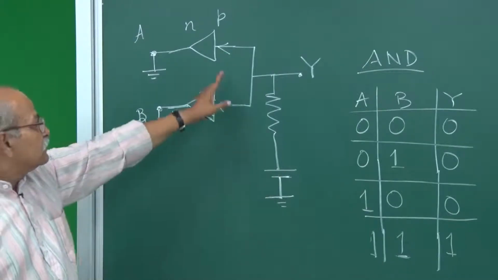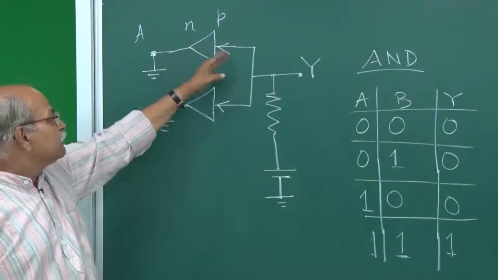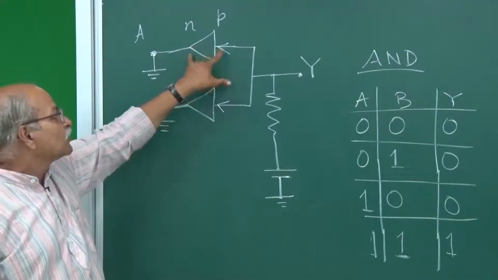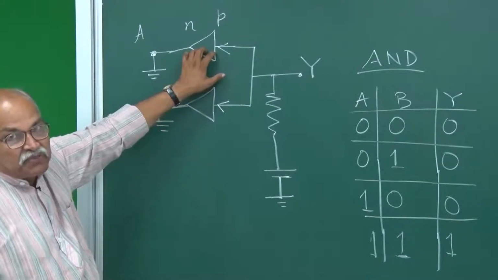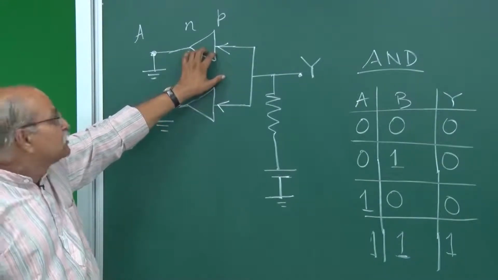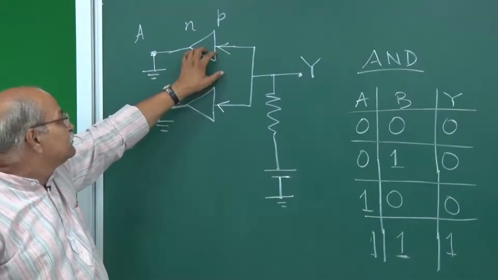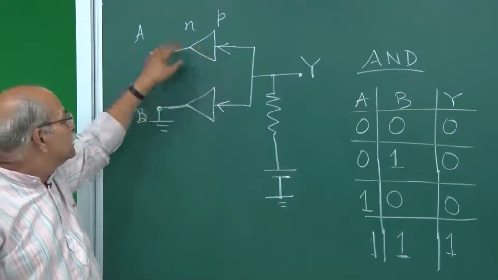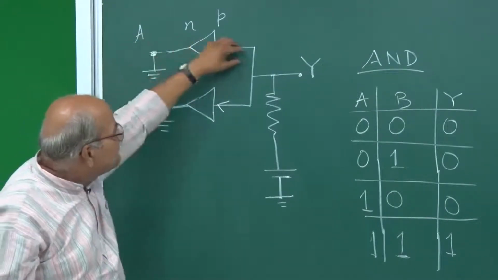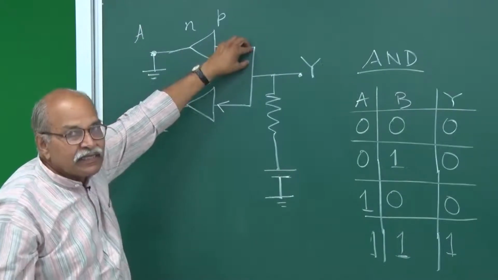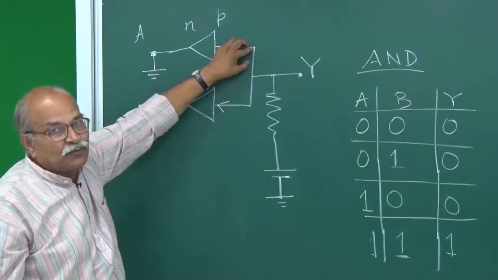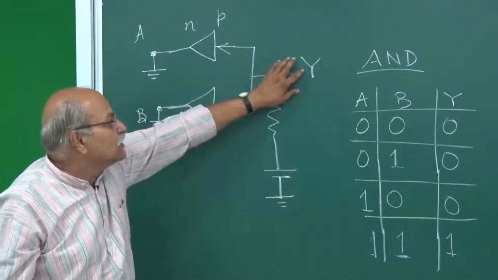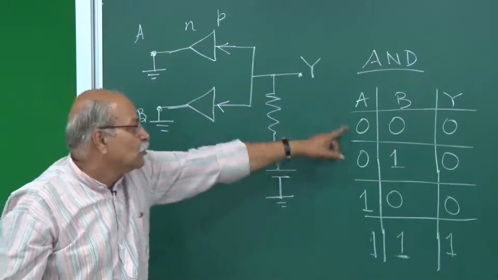And since the current is going, it is forward biased, the drop here on this PN junction is very small, 0.2 volts, 0.3 volts, 0.5 volts, not more than that, 0.6 volts maximum. So if this is 0, this will only be a small voltage here, and for digital operations that is same as 0, low. So this is low voltage, and therefore Y is 0.